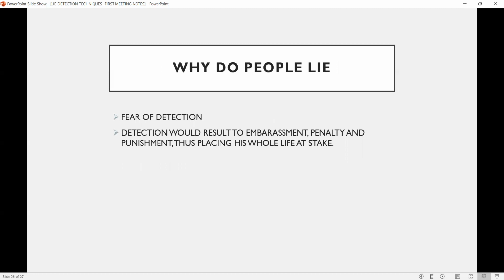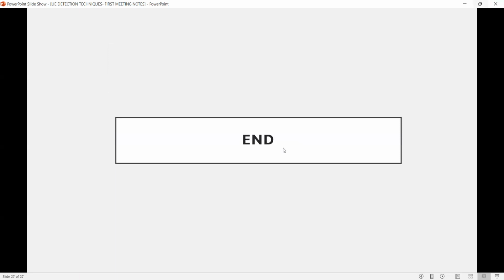Why do people lie? People lie because they fear detection, because detection would result to embarrassment and of course penalty or punishment. Because ma-detect kang nag-lie, okay, ma-penalize ka. Pwede pa kang mapriso. And thus placing his whole life at stake. So that would be all. Thank you everyone for listening.